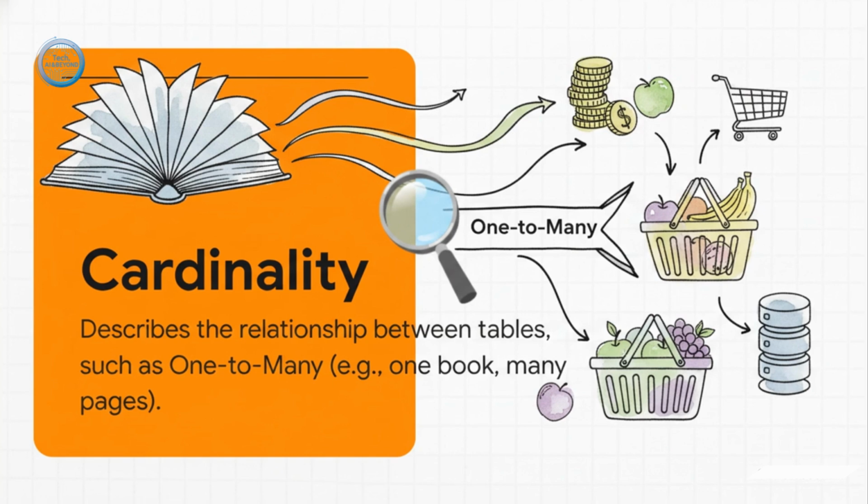Sounds fancy, right? But it's actually super simple. It just describes the relationship. The most common one by far is one-to-many, and the analogy here is perfect. Think of one book having many pages. One customer can have many sales. One product category has many products. See? It's just that simple.